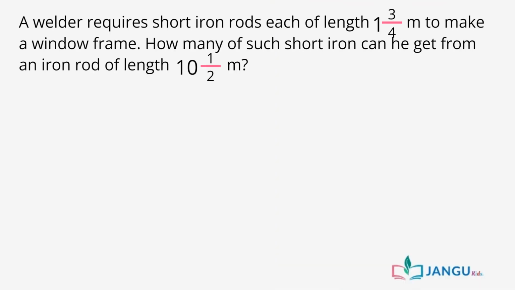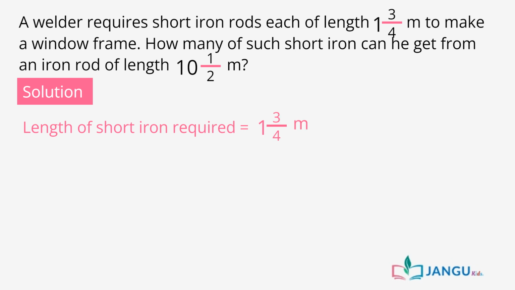A welder requires short iron rods, each of length 1 whole number 3 over 4 meters, to make a window frame. How many of such short iron rods can he get from an iron rod of length 10 whole number 1 over 2 meters? Length of short iron required is 1 whole number 3 over 4 meters. Length of available rod is 10 whole number 1 over 2 meters.